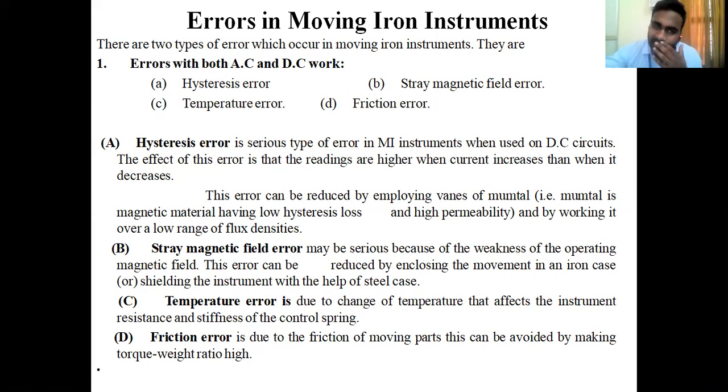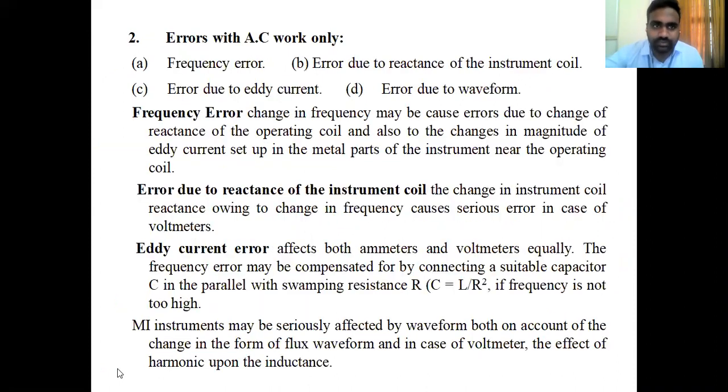Now, the moving iron instrument is operated with respect to AC and DC, and this is the second type of error, when the moving iron instrument is operated with AC. What are the types of errors when the moving iron instrument is operated with AC? Frequency error, error due to reactance of the instrument coil, error due to eddy currents, and error due to waveforms.